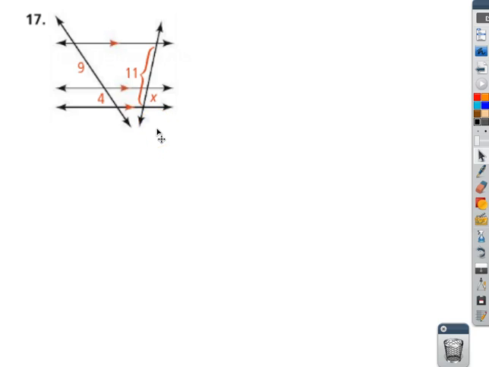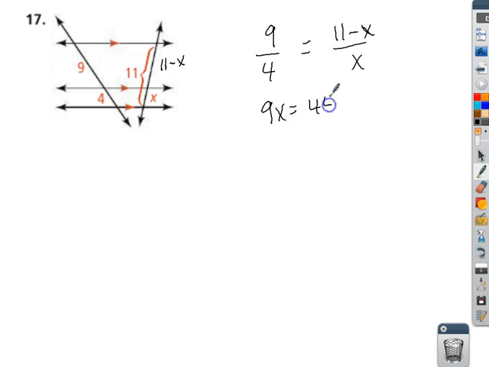All right, so working these problems right here, we're going to go through and work the requested problems from page 475. First of all, number 17. In number 17, the trick is to realize that the length of this segment right here is 11 minus x, because 11 minus x plus x would equal 11. So the setup is 9 over 4 equals 11 minus x over x. We'll cross multiply and get 9x is equal to 44 minus 4x. We will add 4x to both sides, so that will be 13x equals 44, and x is equal to 44 over 13.